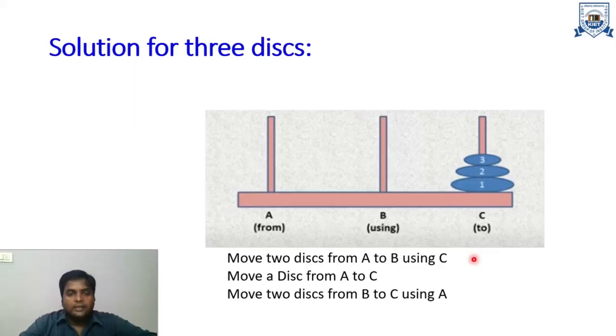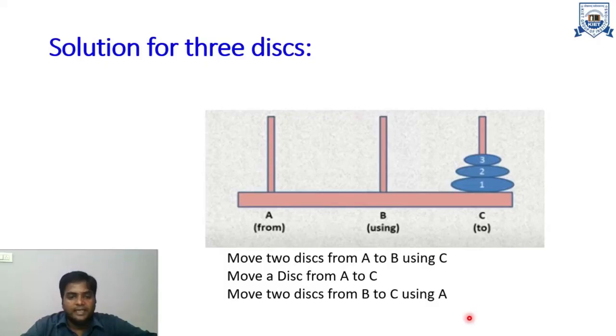Now we can elaborate the number of movements and the process for n number of disks also. Let's suppose we have a total of n disks. What are the steps for movement of disks from one tower to another tower? Let's see with the help of these three steps.